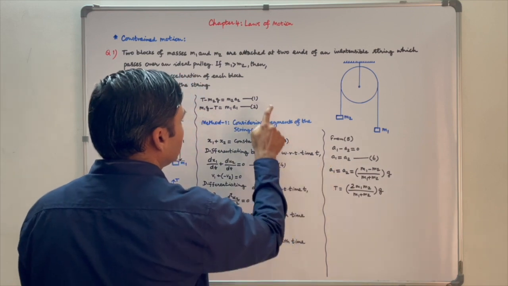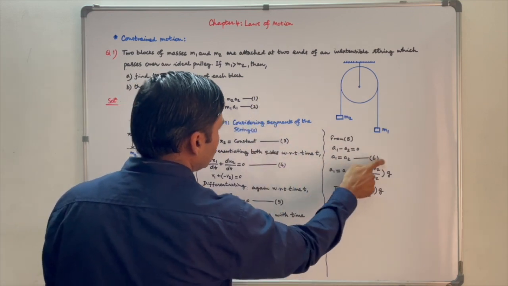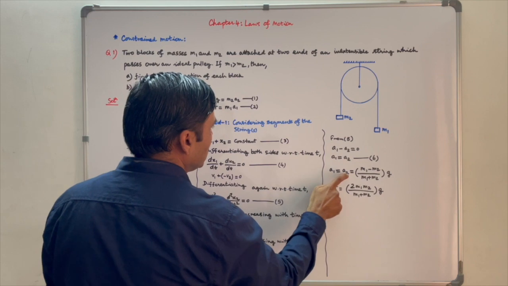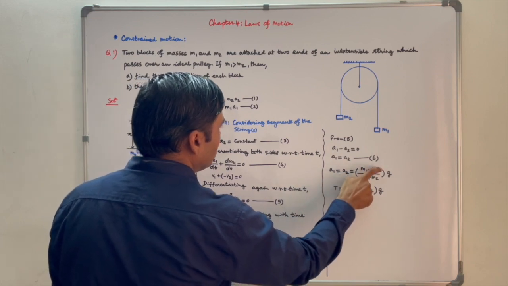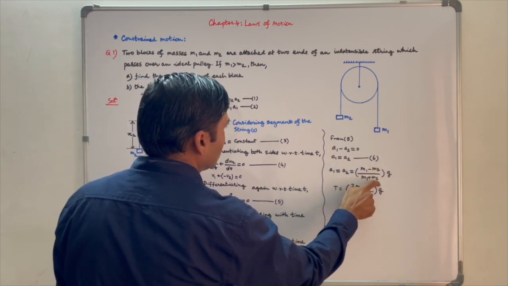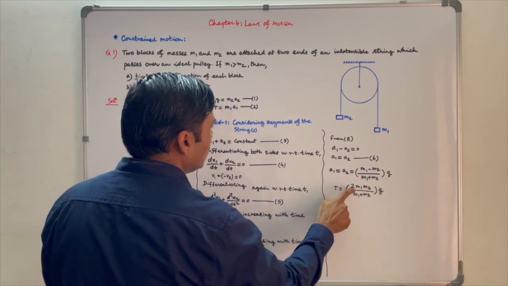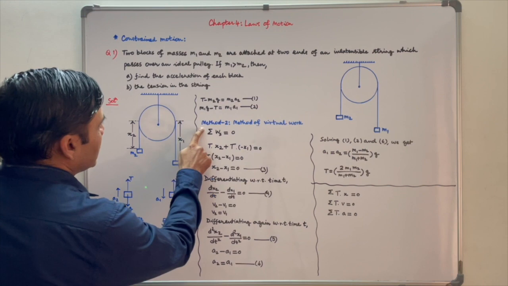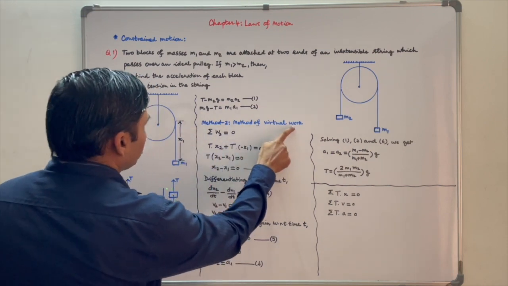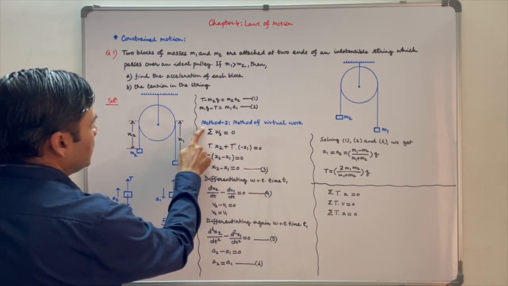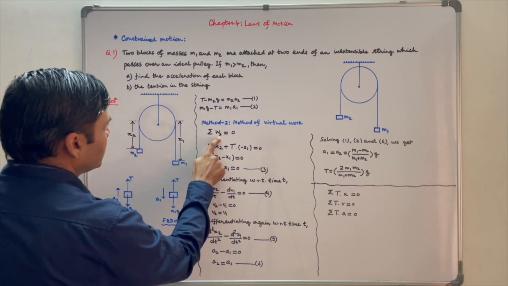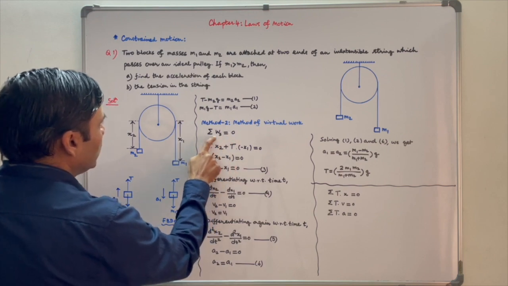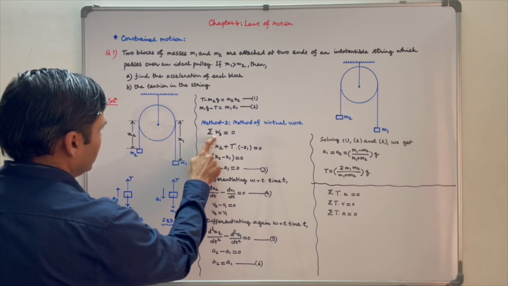Now we can solve equations 1, 2 and 6 to get a1 is equal to a2 is equal to (m1 minus m2) upon (m1 plus m2) times g, and T is equal to 2 m1 m2 upon (m1 plus m2) times g. Second method: method of virtual work. This method is based on the principle that the summation of total work done by the system is equal to 0. Work done is equal to force into displacement in the direction of force.